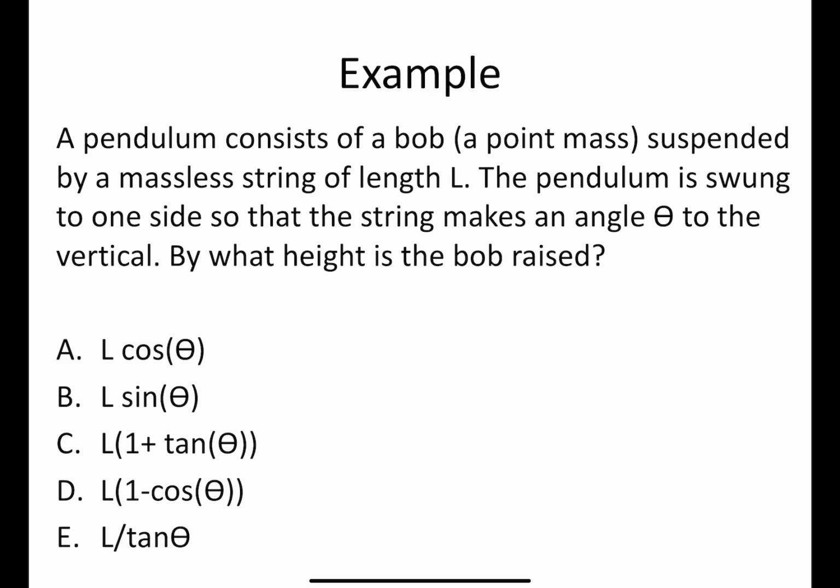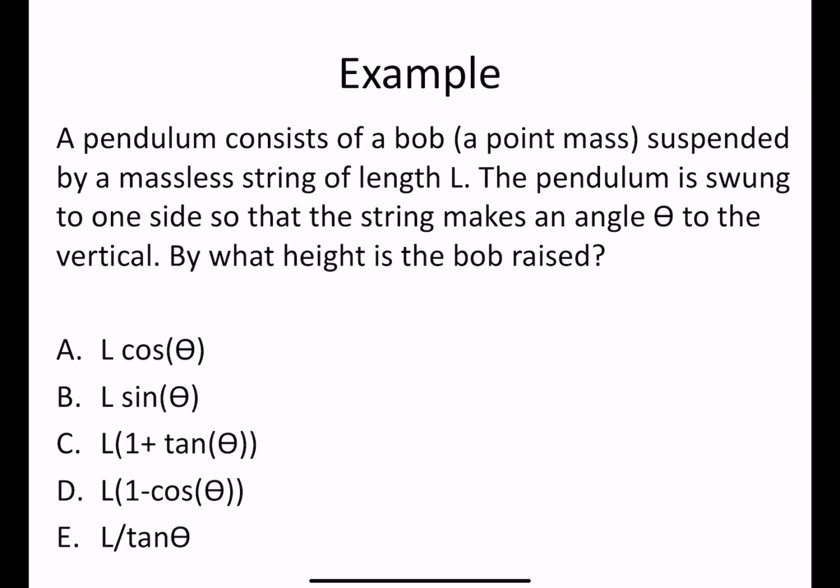All right. So the next example that we will discuss requires a little bit of trig, and this kind of situation we are going to see a lot. So I would highly recommend that you think about this problem on your own and see if you can figure it out, and only then look at how I solve it. Please pause the video and see if you can figure out this problem. All right. So the problem is saying that a pendulum consists of a bob, which is a point mass, suspended by a massless string of length L.